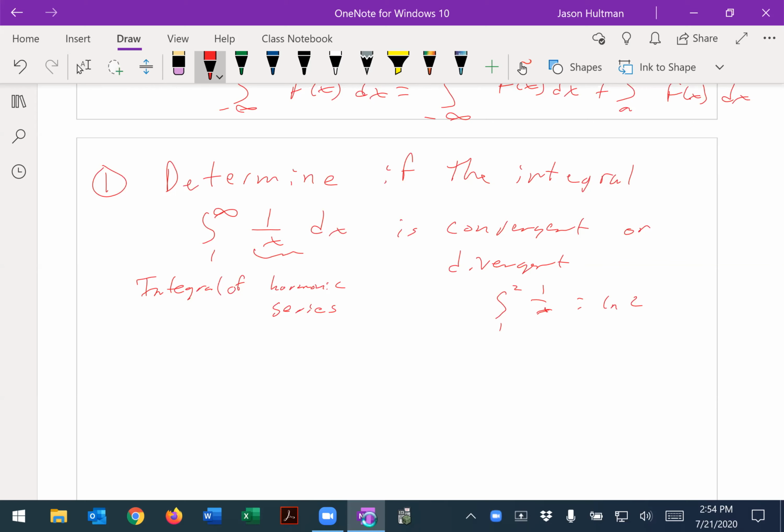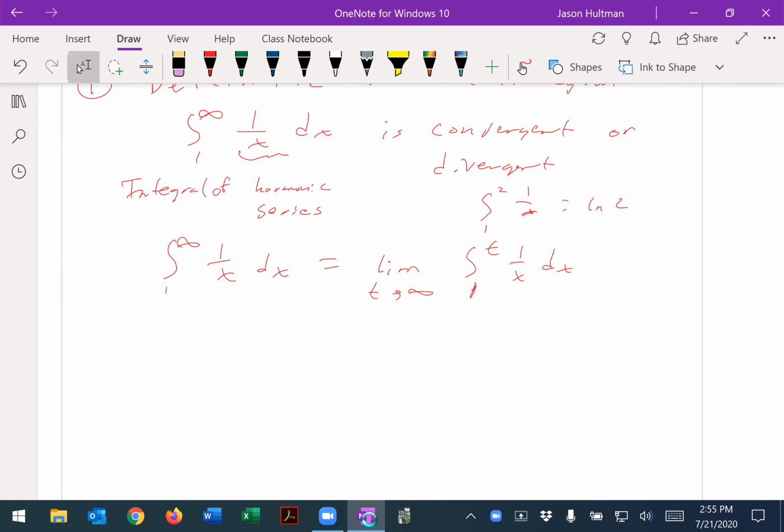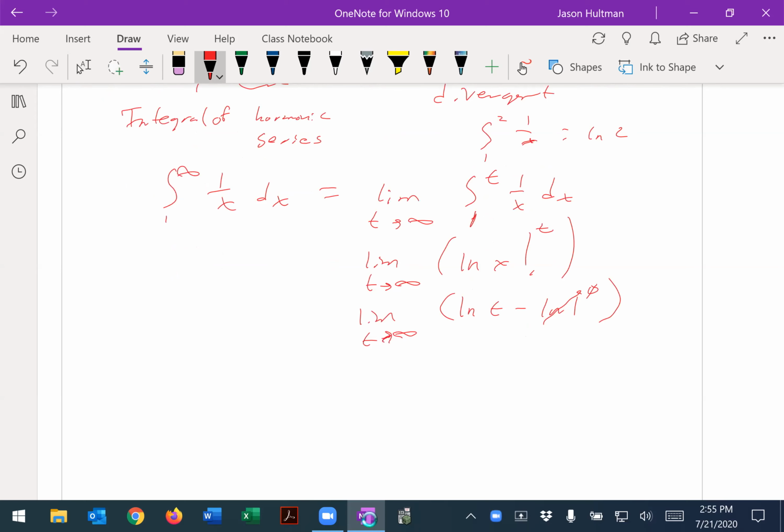So let's say the integral from 1 to infinity of 1 over x dx is the limit as t goes to infinity of the integral from 1 to t of 1 over x dx. Again, we plug the dummy variable t in so that we can make this a limit. Now let's integrate this. The integral of 1 over x is just natural log, so this ends up being the limit as t goes to infinity of natural log of t.